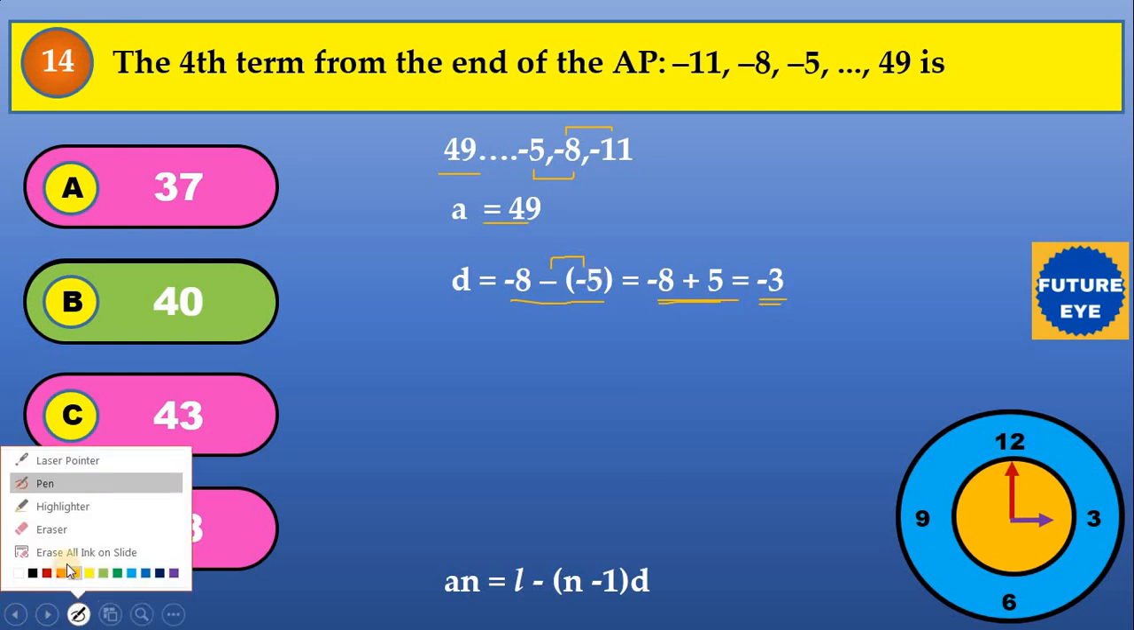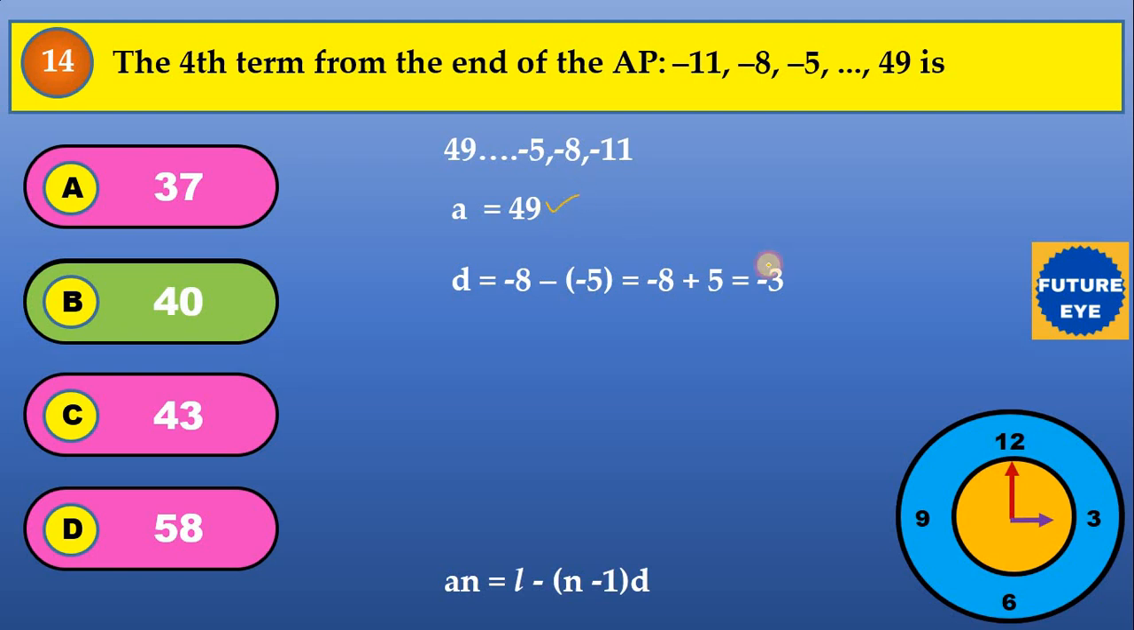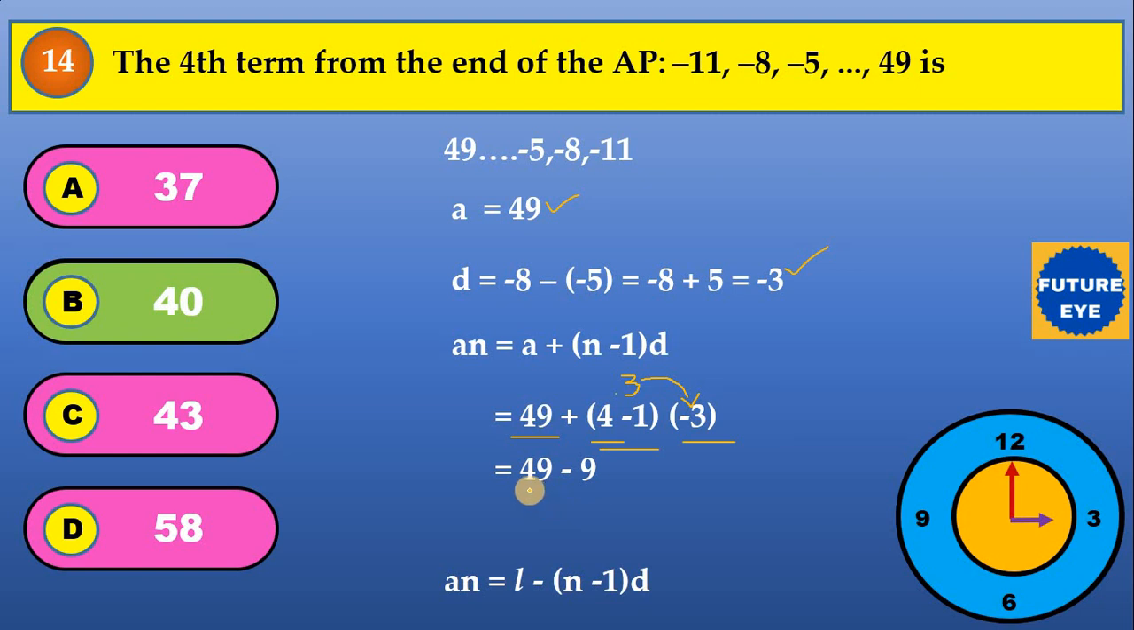Now we have the values of A and D. Now consider the nth term formula and substitute the values, children. So A value is 49, N is 4 and D value is minus 3. Let's simplify. 4 minus 1, we get 3. Now 3 multiplied by minus 3, we get minus 9. So 49 minus 9 gives answer 40. Hence the correct option is 40.